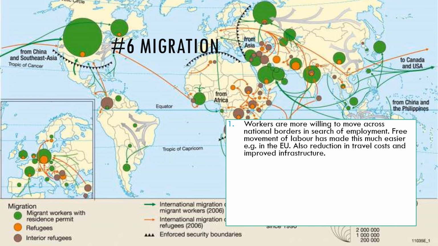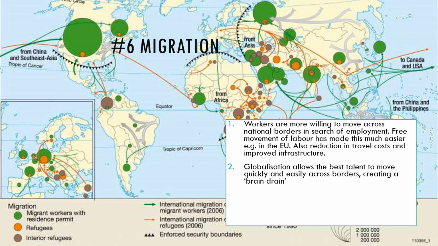So we might argue that in a globalized world, workers are more willing to move across national borders in search of employment. Also, there have been some movements in the world to allow free movement of labour, for example, in the EU. A reduction in travel costs and improved infrastructure has also made it more possible for migration to take place.